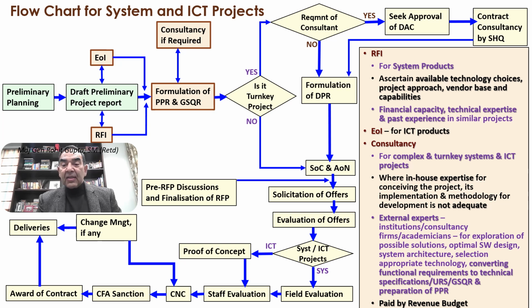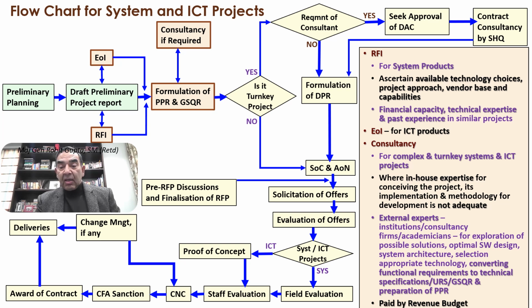Now, when there are ICT products, ICT is more complex in software as we looked at it. In that case, a document of expression of interest, which is far larger and more elaborate as compared to the RFI, is issued out. Now, consultancy is required for any complex and turnkey system and ICT projects. Wherever the complication is there, you require it. Where in-house expertise for conceiving the project, its implementation, and methodology for development is not adequate in-house.